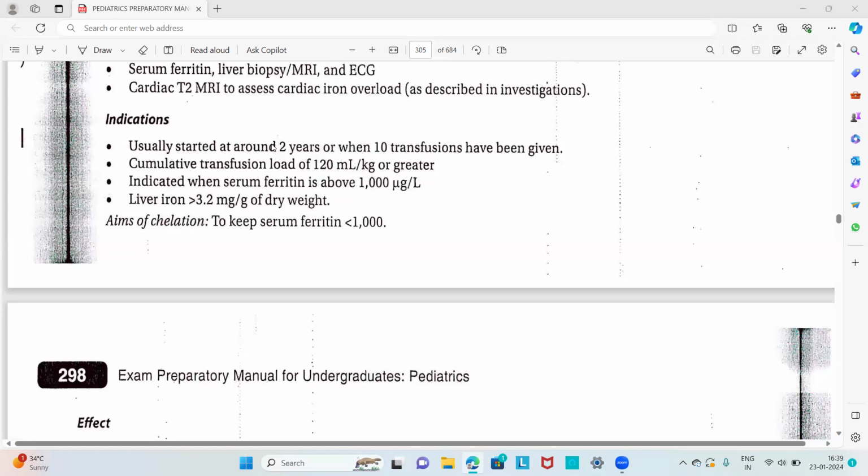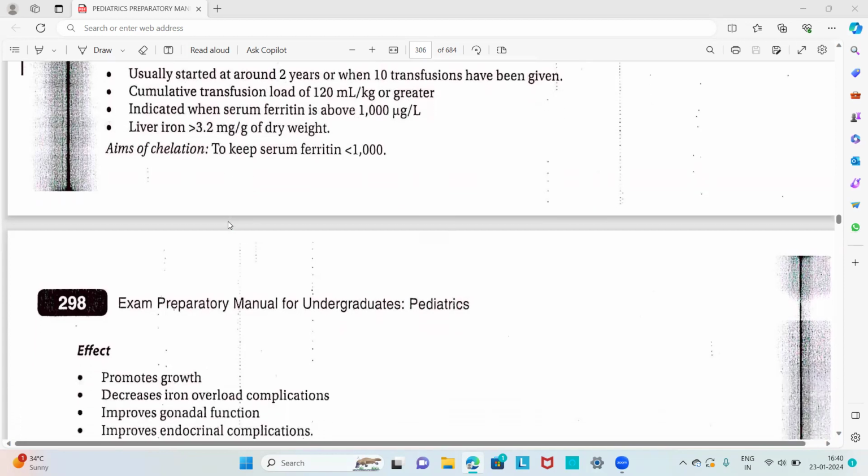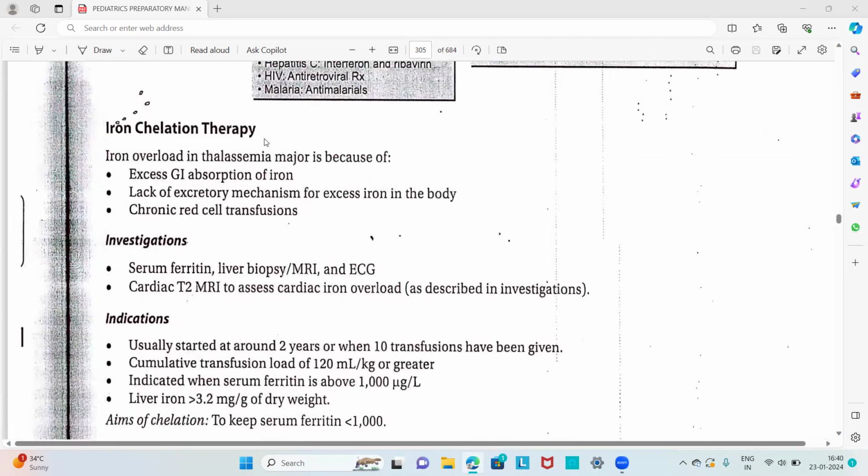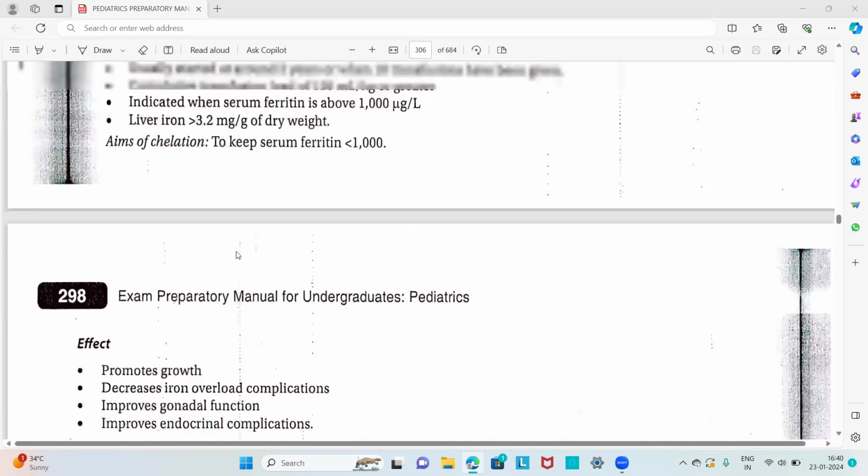That is, if 10 transfusions are complete, or it is usually started around 2 years, if there is a cumulative transfusion load of 120 ml per kilogram or greater, serum ferritin is above 1000 microgram per liter, or liver iron is greater than 3.2 milligram per gram of dry weight. These are the indications for the iron chelation therapy. The aim of the chelation is to keep the serum ferritin less than 1000. That is the indication and the pre-investigation of the iron chelation.